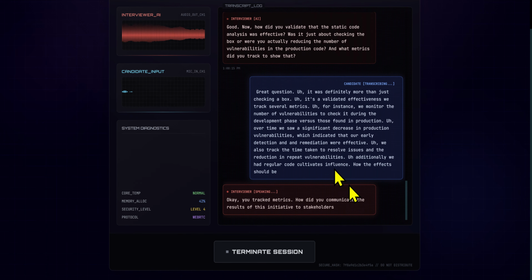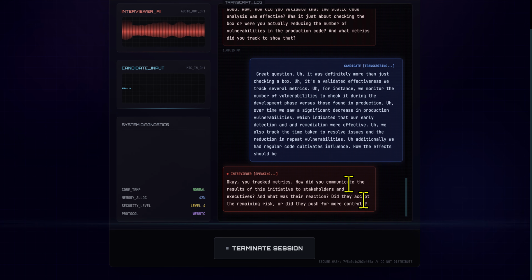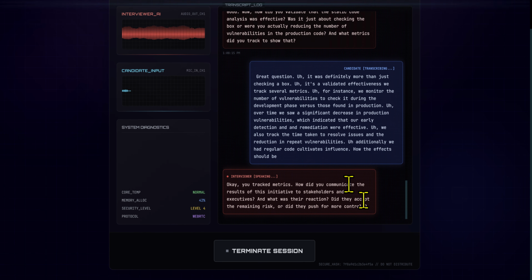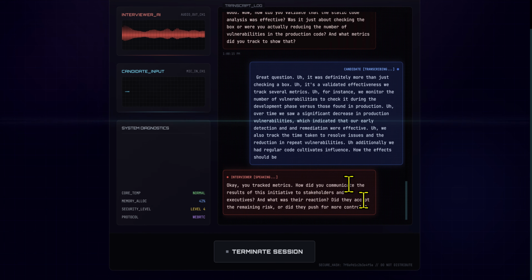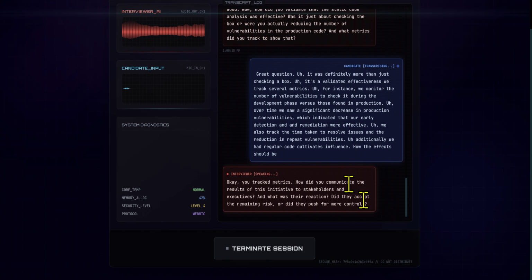Okay, you tracked metrics. How did you communicate the results of this initiative to stakeholders and executives? And what was their reaction? Did they accept the remaining risk, or did they push for more controls?